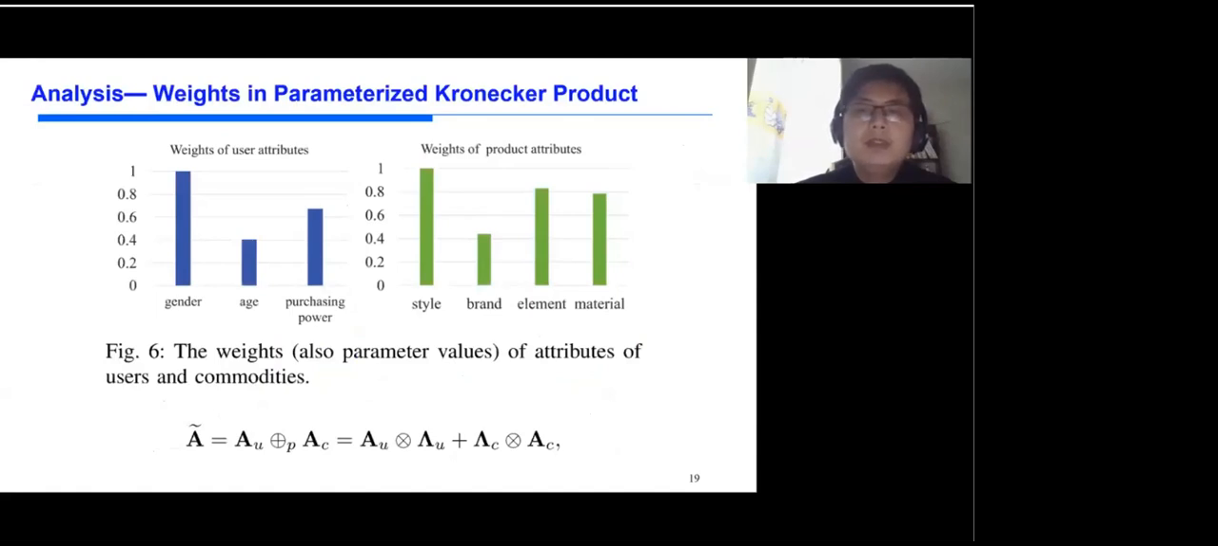Besides the experimental results, we further provide some insights with some analysis. We first analyze the preferences learned by the cross-graph convolution, which is shown in Figure 6. Higher weights in both subgraphs in Figure 6 mean higher interaction between corresponding attributes. So from Figure 6, we can observe that users of different ages and purchasing powers pay much attention to style, element, and material, but less attention on brand.